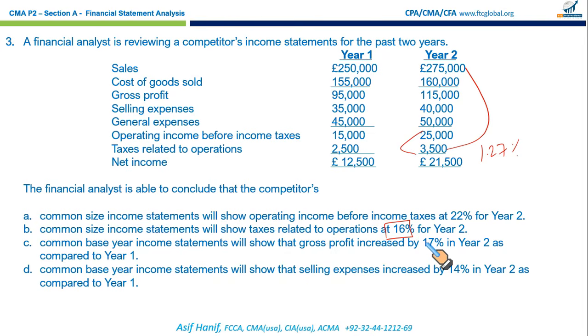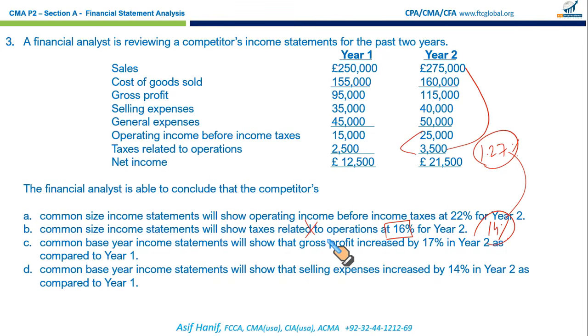3,500. We never do that in common size financial statement analysis, but that's quite a lot of difference. 1.27 versus 16%. So 3,500 upon 25,000, and then we carry 14%. Let's say even if it is expressed as a percentage of operating income, it's still 14%. So whichever way you go, this is not the right option.